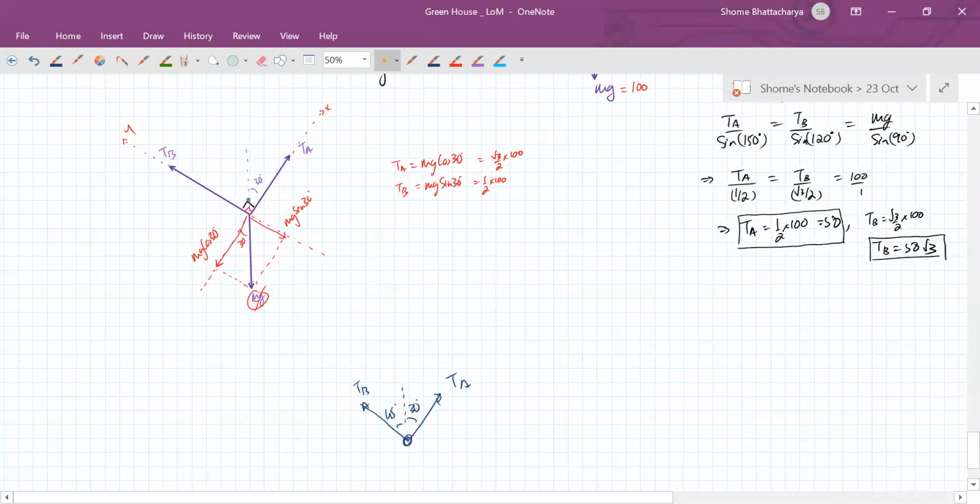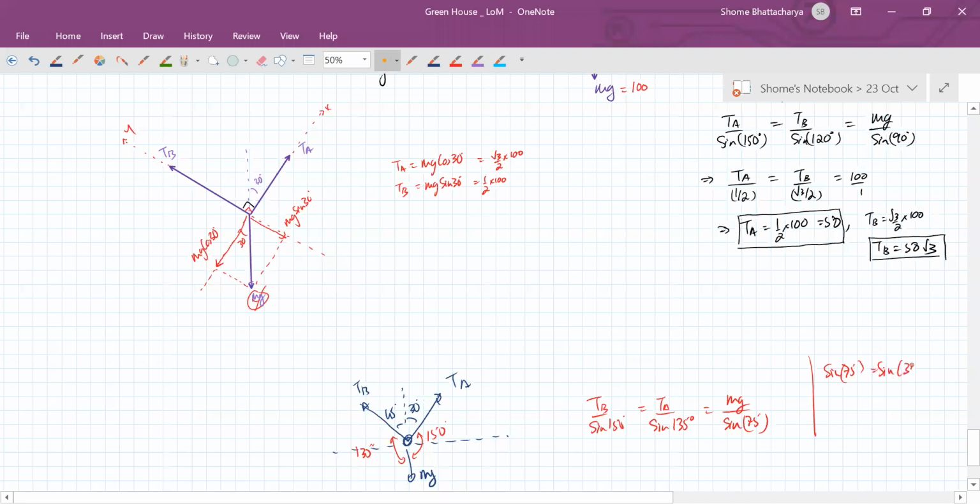Here we cannot do this resolution, but we can still apply Lami's theorem. There's no problem with Lami's theorem. So here Lami's theorem will give us what? That this angle will be 150, this angle will be 135. So Lami's theorem will be simple, that TB upon sine 150 is equal to TA upon sine 135 degrees is equal to mg upon sine 75 degrees. And sine 75 you can just calculate by formula.